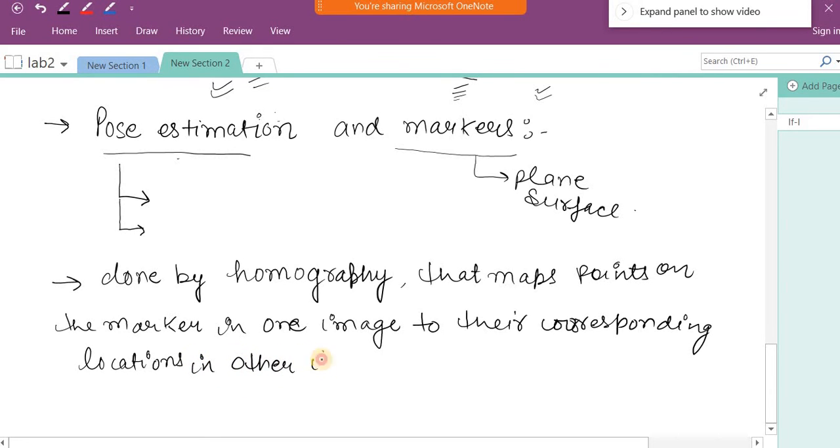So as you know, in the homography we need two images. सो अभी जो हम ऑगमेंटेड रियलिटी का भी एक छोटा सा एप्लीकेशन बनाएंगे, उसमें भी आप देखोगे कि हम 2 इमेजेस ही लेंगे.